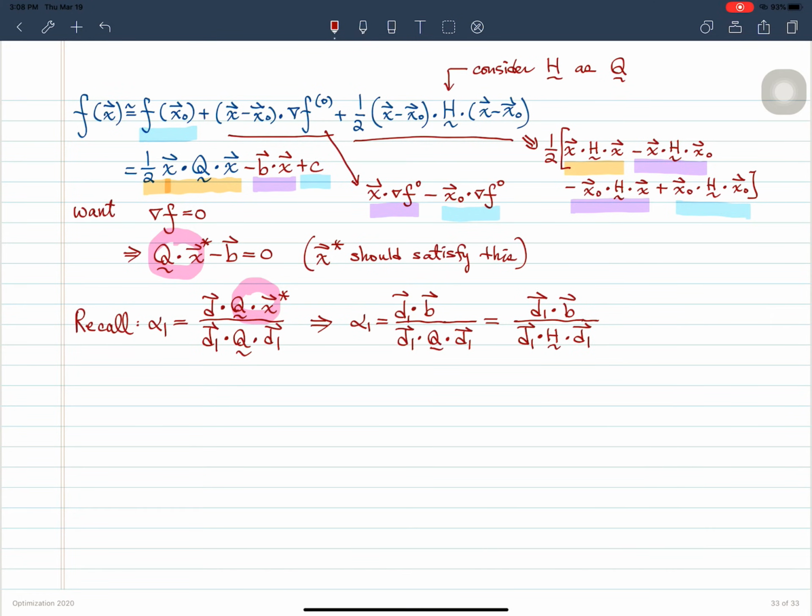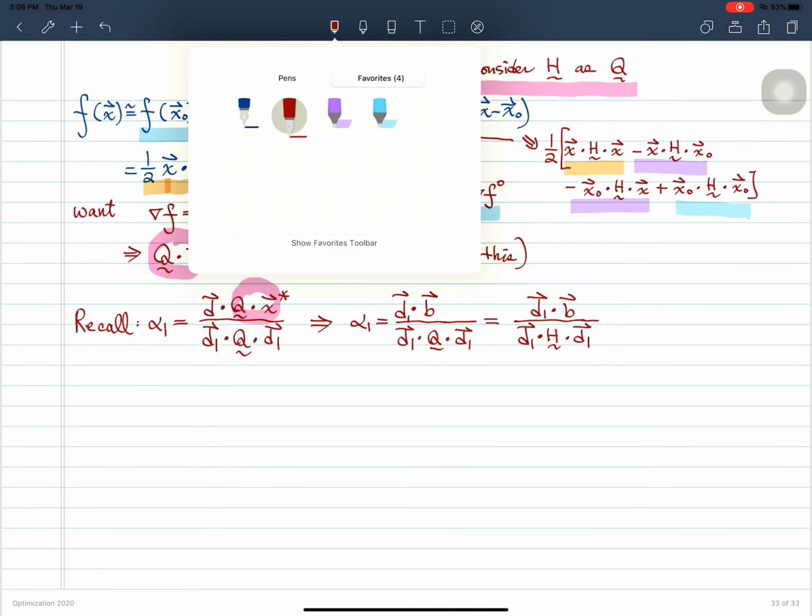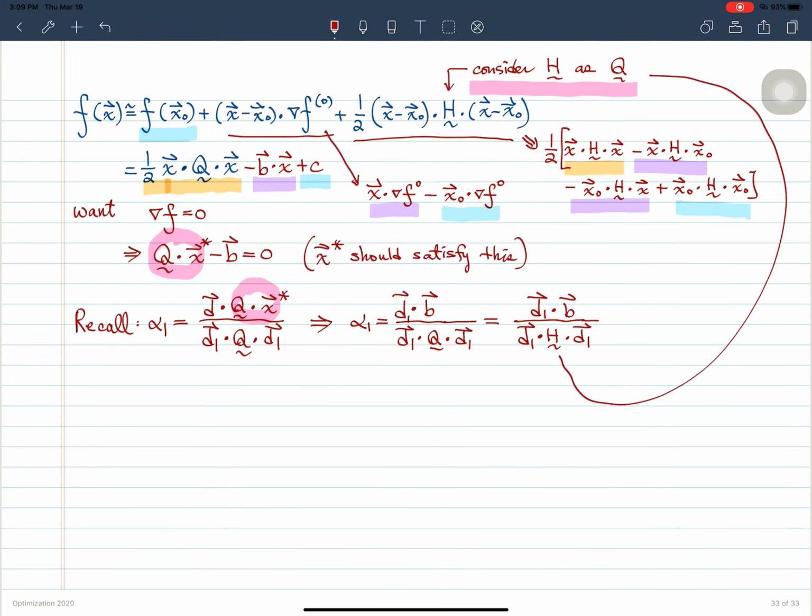Okay? So Q is the Hessian because right here, consider this as Q. That's why we could have this, right? So let's check this again. D1 is some direction you decide to go. The Hessian is a second order derivative matrix on that spot. B is a bunch of coefficients. B is what? B is this guy, and this guy.